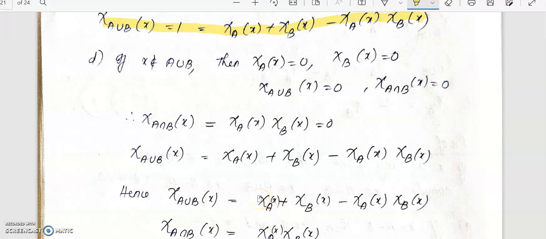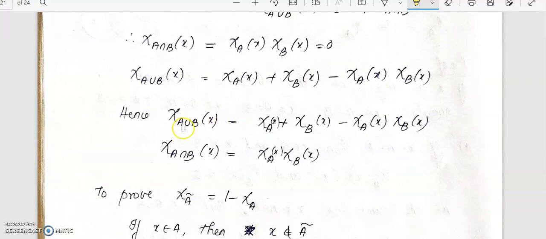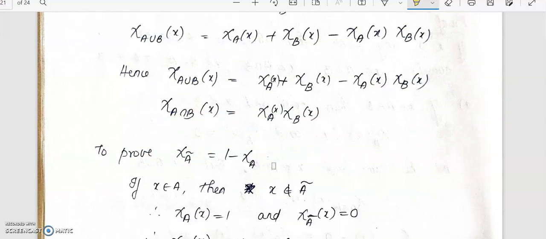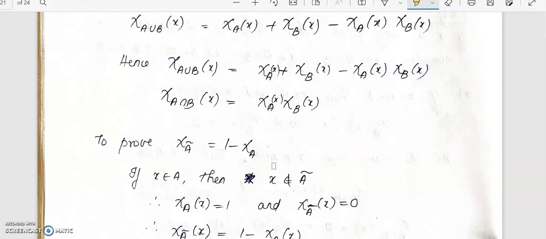So in all these cases, for any sets A and B, this equation always holds. So therefore we can conclude that chi of A union B is equal to chi A plus chi B minus chi A into chi B, and chi of A intersection B is equal to chi A into chi B. Now the next part of the problem was we need to show that chi of A complement is equal to 1 minus chi of A.